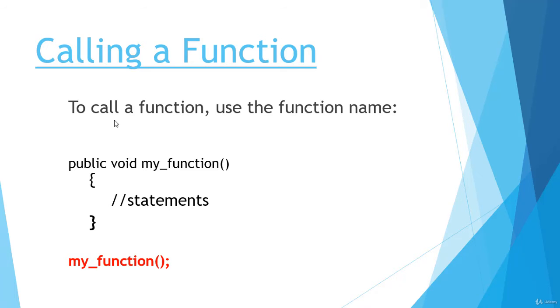Now how to call a function. To call a function, use the function name. For example, we have a function with the name myfunction that has some statements. If I want to call that function, I just have to type the name of the function, then 2 round parentheses and then a semicolon. In this way I can call that function whenever I want. So let's create a dummy program in our NetBeans so that you have a better understanding of how a function works.